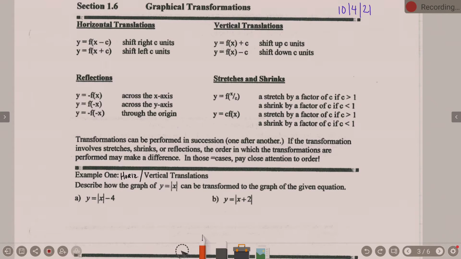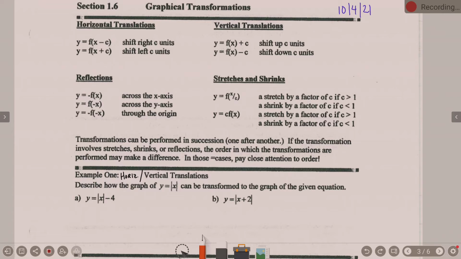Okay, lesson 1.6 is graphical transformations. A lot of this will be familiar to what we did in Algebra 2. Because if you remember Algebra 2 last year, it looked different, but what you see at the top of this page is a lot of what we did last year, isn't it?